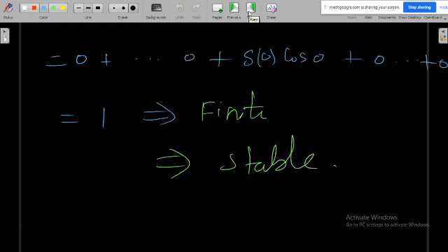Now the properties of the impulse we are seeing separately in a future class. I will give you the properties of the impulse. There are a few properties, around 5 to 6 properties. In later classes I will give you the properties of the impulse.